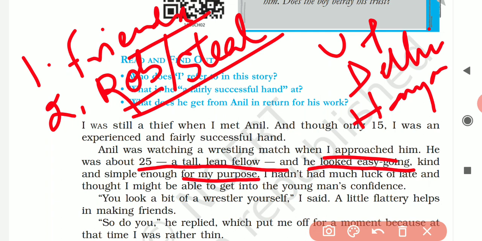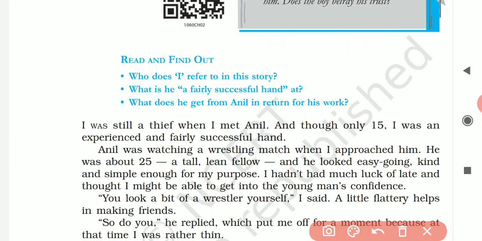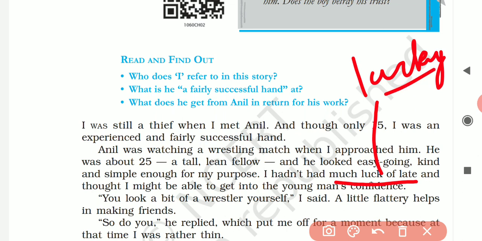I had not had much luck of fate, and thought I might be able to get into the young man's confidence. Okay, what does that mean? I hadn't had much luck of fate means I was not very lucky. Much luck of fate refers to not very lucky. I was not very fortunate, and thought I might be able to get into the young man's confidence.